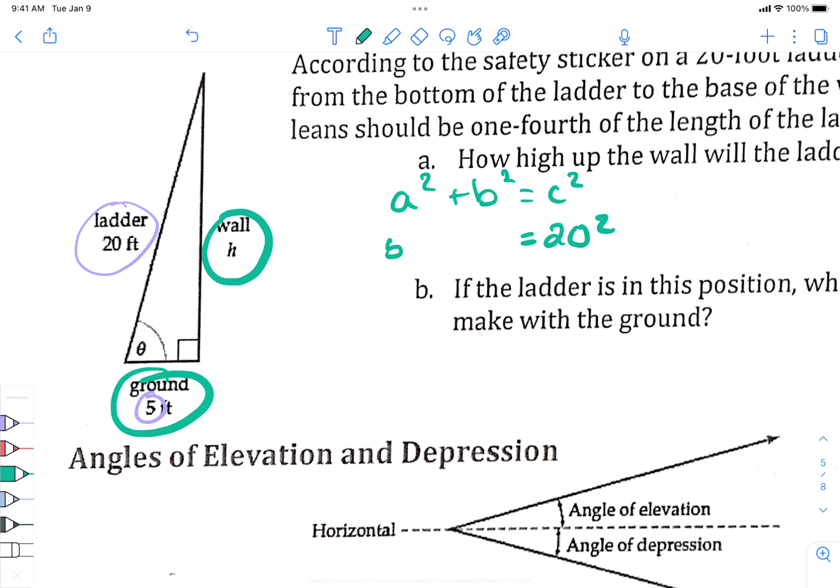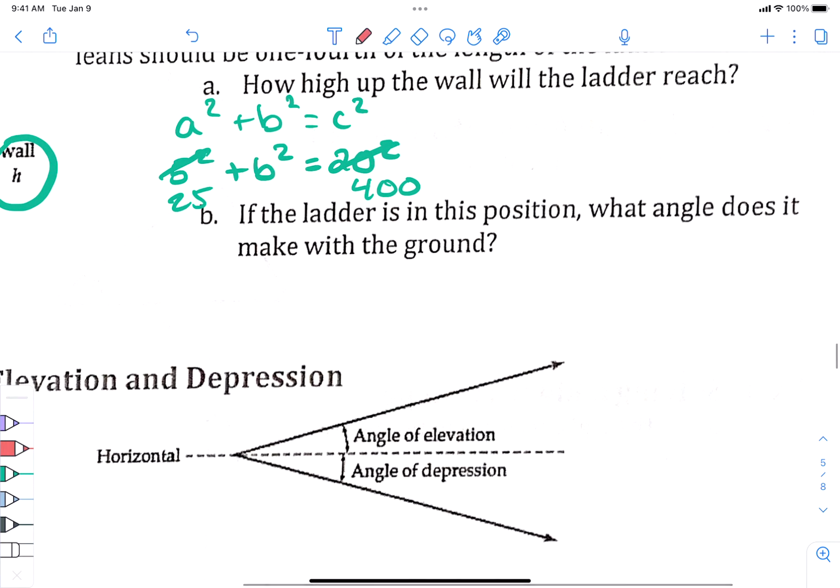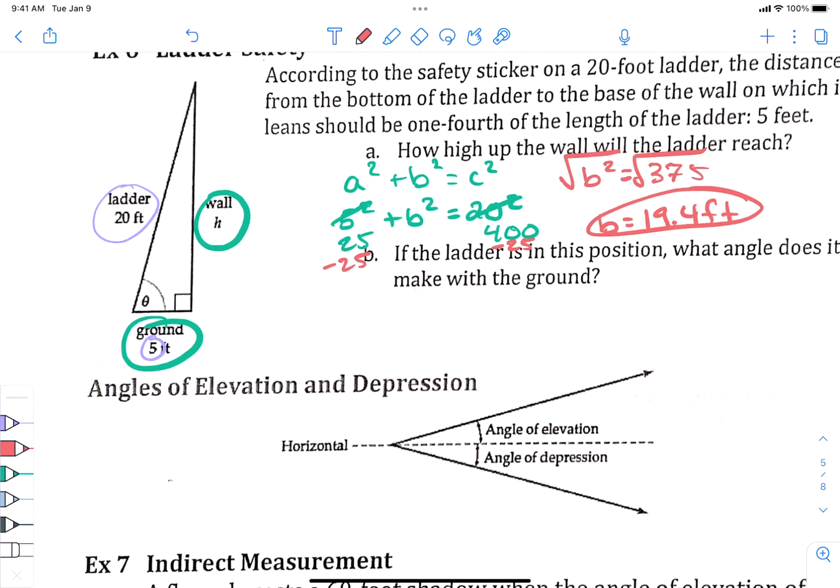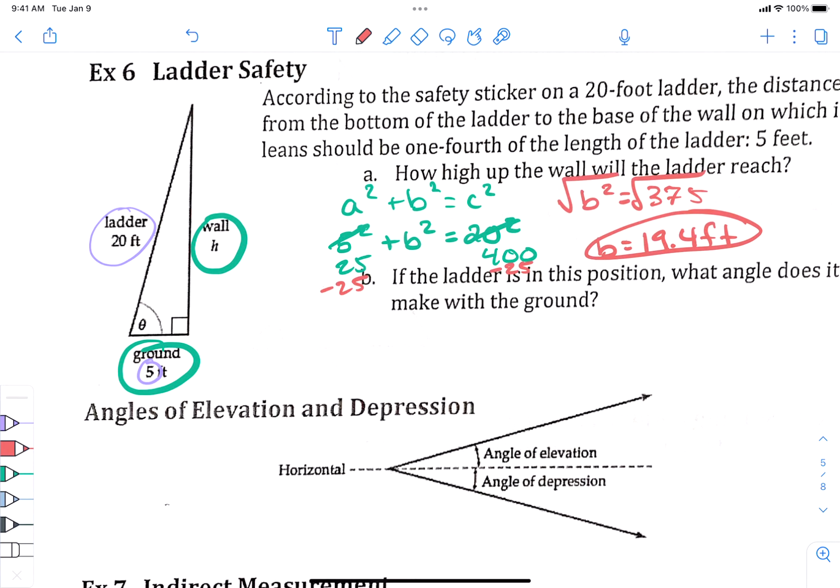Okay, so let's say A is 5 and B is what we don't know. 5 squared is 25. 20 squared is 400. And then what? Minus 25. 400 minus 25 is 375. And then we take the square root. B is whatever that is. 19 or 18, something. 19.4 feet. That's how high I can reach, 19.4 feet.